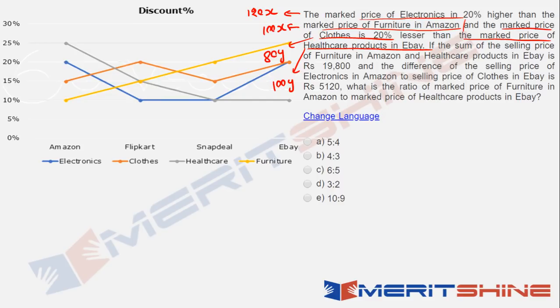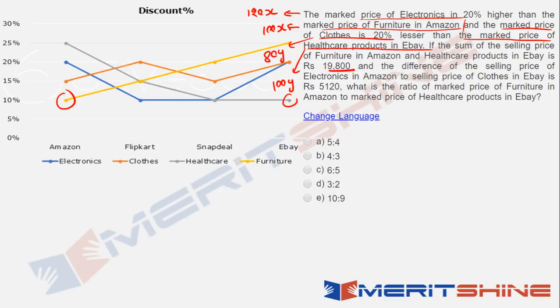So these are the values that we have to assume. Now, the sum of the selling prices of furniture in Amazon and healthcare in eBay. Furniture Amazon would be this 10% discount, and healthcare eBay, this is healthcare eBay, again 10% discount. Sum of the selling prices is this much.